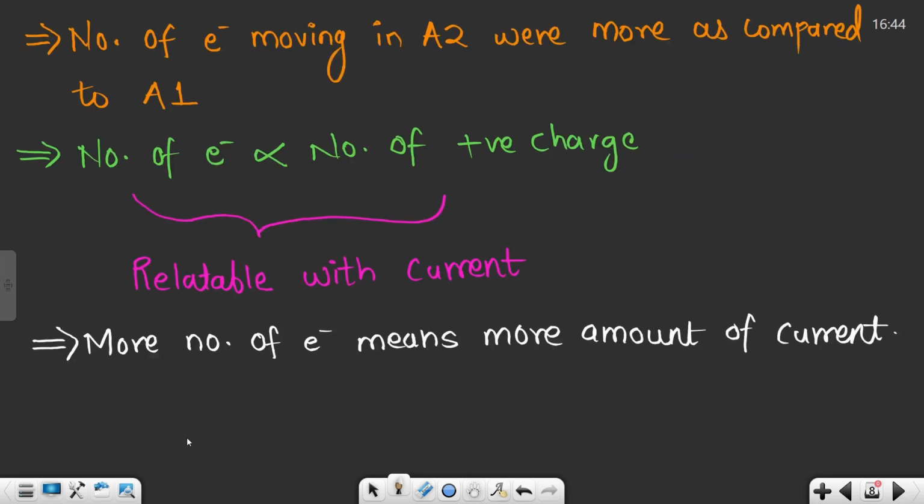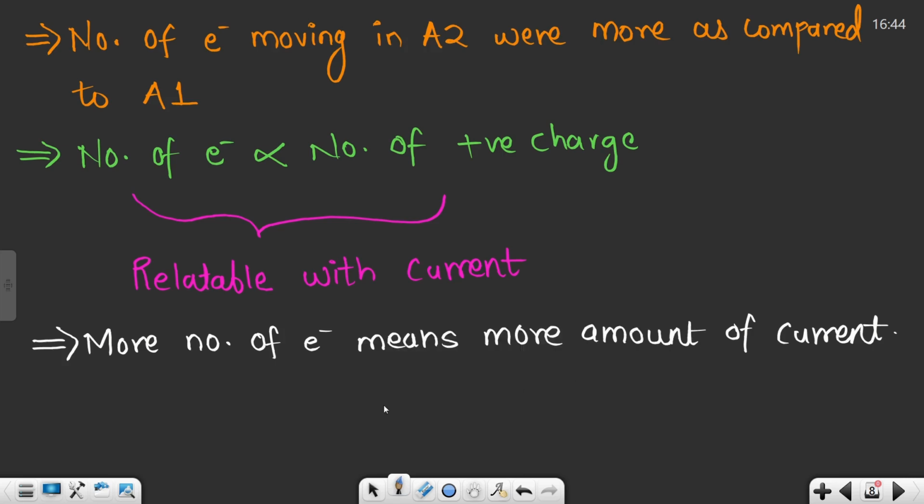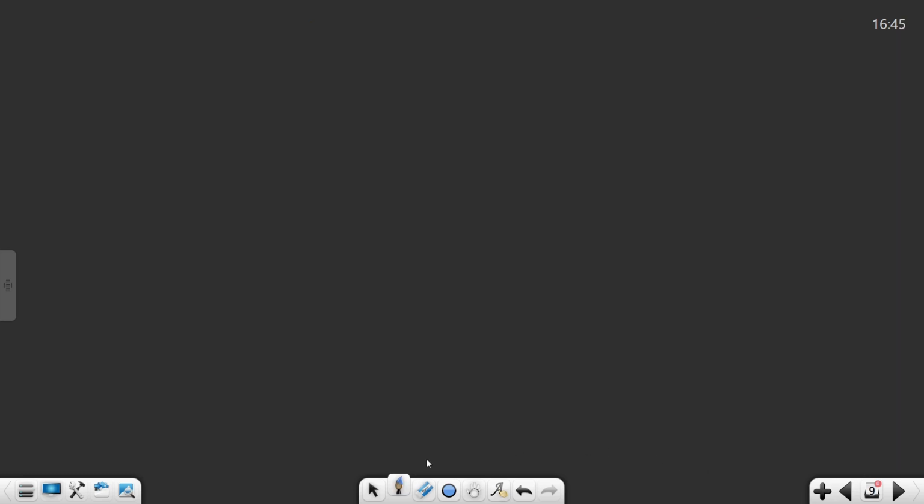So let me write this particular point as well. Therefore, as area increases, what we saw is that current also increases. Current, which is denoted by I, also increases, right? And if the current increases, what does that mean? That means the resistance decreases, right?